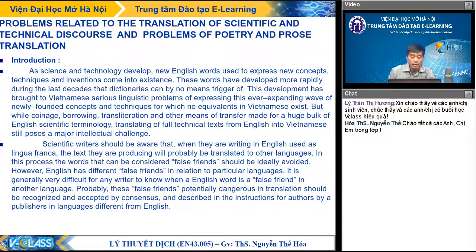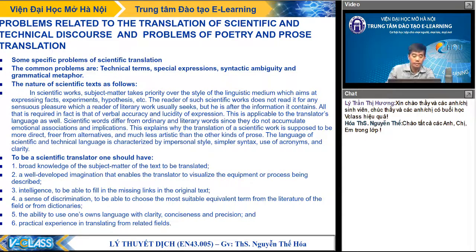Scientific writers should be aware that when they are writing in English, their lingua franca, the text they are producing will probably be translated into other languages. And now we have some more specific problems of scientific translation. The common problems are here: technical terms, special expressions, syntactic ambiguities, and grammatical metaphor.